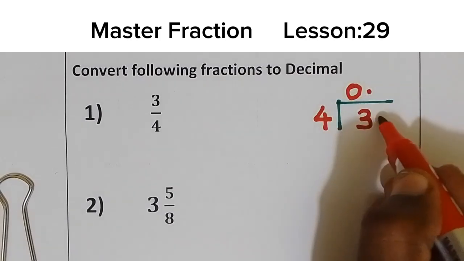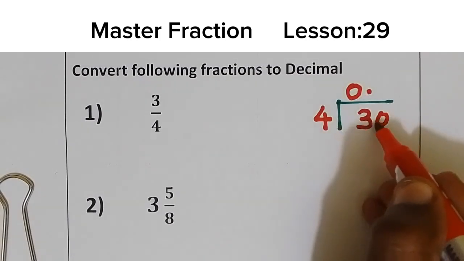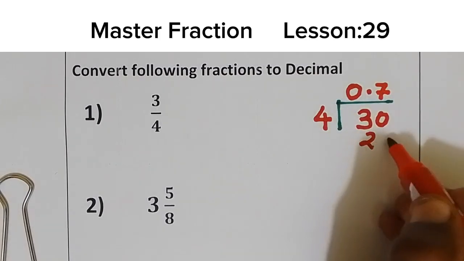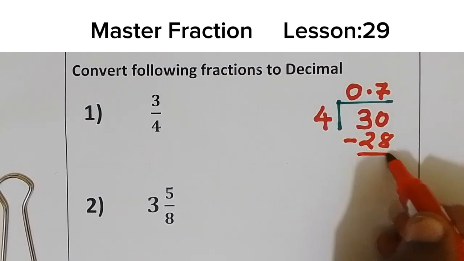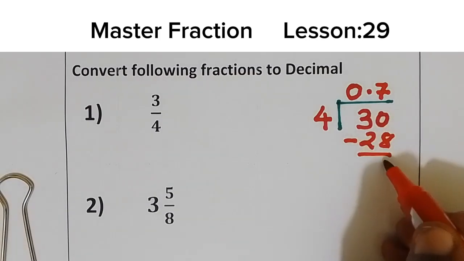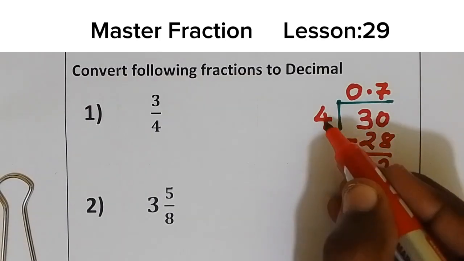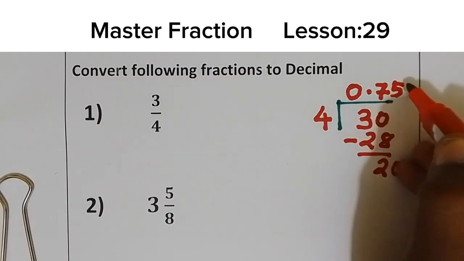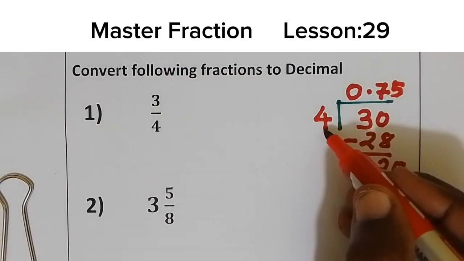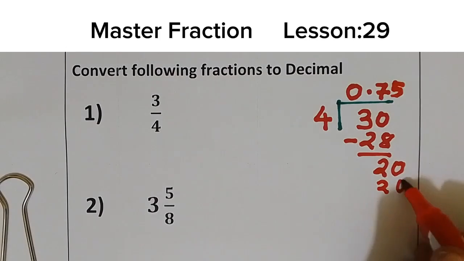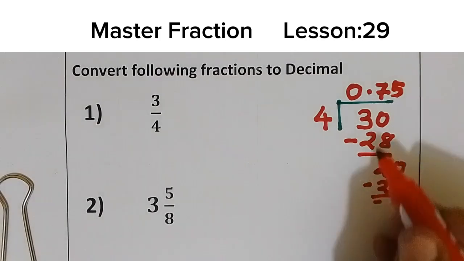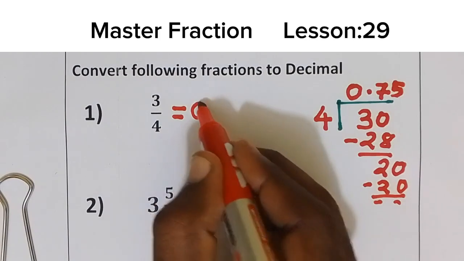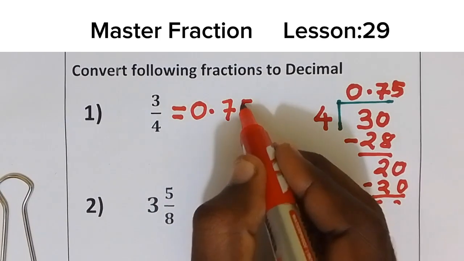We put a decimal point and then we add zeros. 30 divided by 4 goes by 7. 7 times 4 is 28. We take away, and we remain with 2. 2 divided by 4 is impossible. We add 0. It goes by 5. 5 times 4, we get 20. So our decimal will be equal to 0.75.